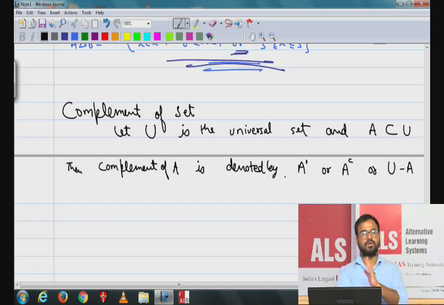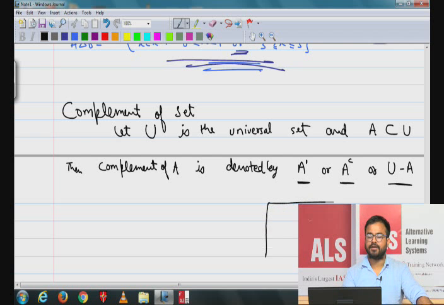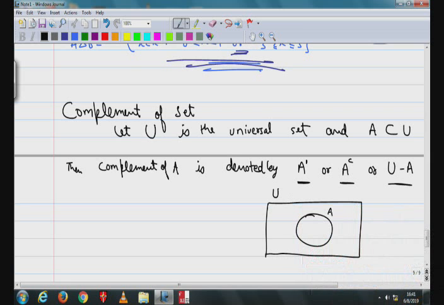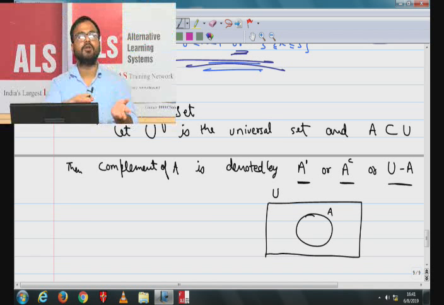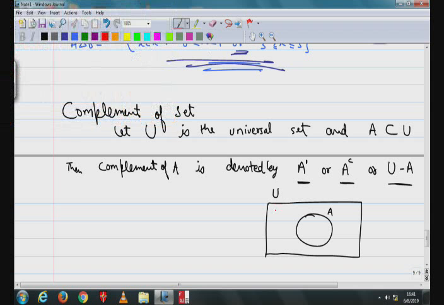There are three ways to represent the complement of a set: A dash, A with a small c over it which represents complement, or U minus A. It means except A, all the values in the given context, that is the complement of A. So from the diagram it will be very clear to you. Suppose this rectangle represents the universal set and this is A. The set of all values which do not belong to A, that is the complement of A. So here the complement of A will be this region.